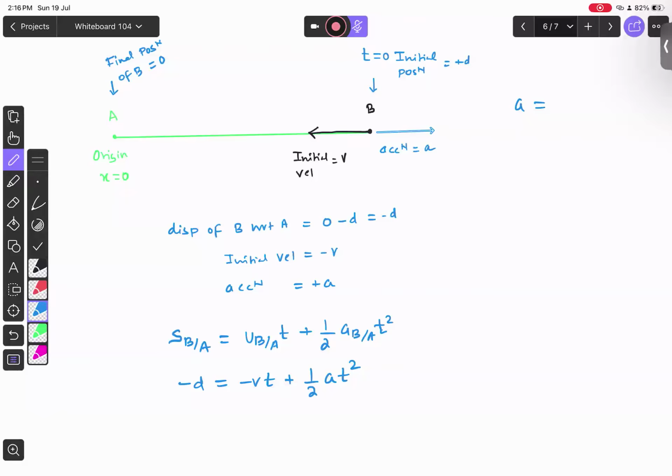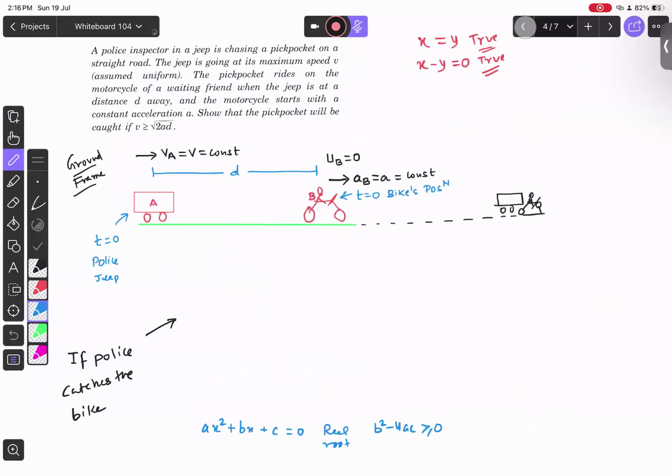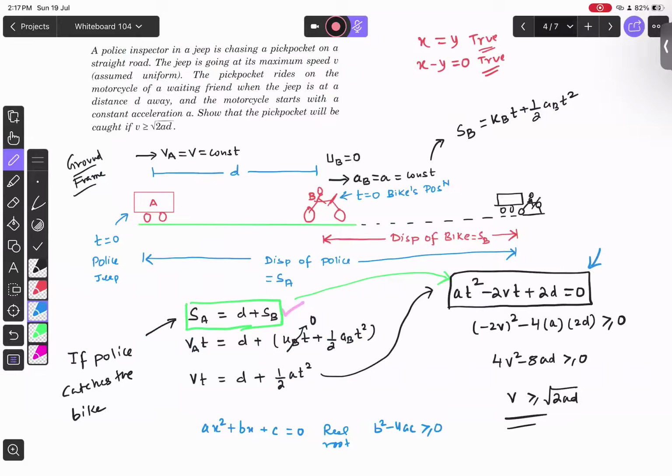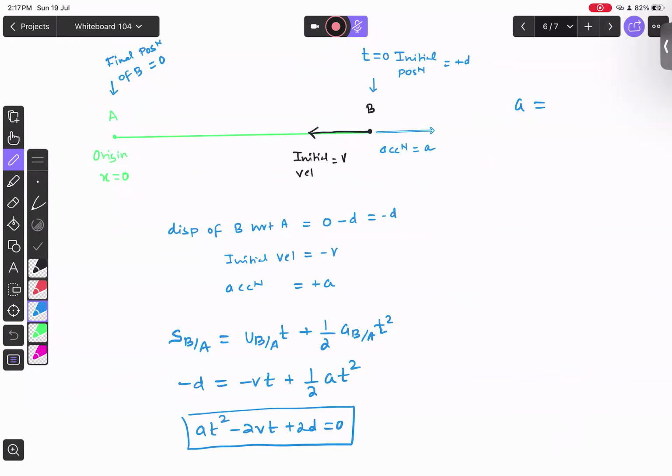So a t squared minus 2 v t plus 2 d equals 0 is the quadratic equation we get, which is the same as the one I got when solving from the ground frame. I hope that's clear, no? After that, what we do is the same quadratic thing. Arriving at the quadratic is a different method, but the answer is the same, no? I hope you understood.